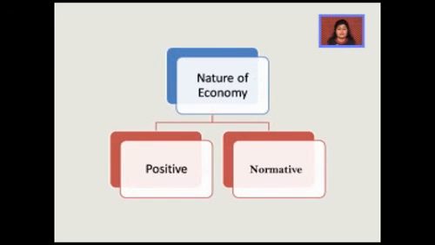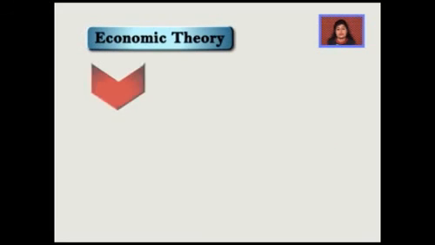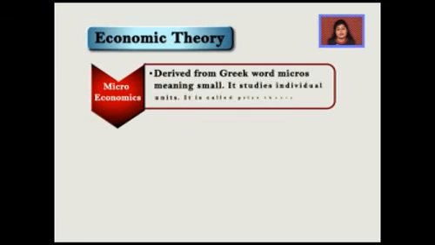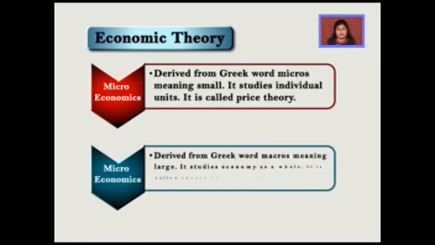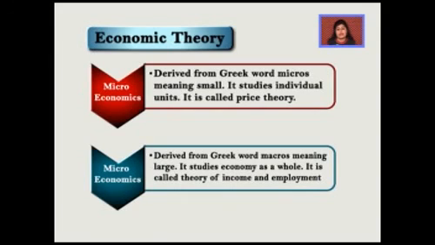Now we move on to the next important thing, that is branches of an economy. Economy can be studied in two forms. One is micro and the other is macro. Both the terms micro and macro have their origin from the Greek words mikros and makros. Mikros means small and makros means large.